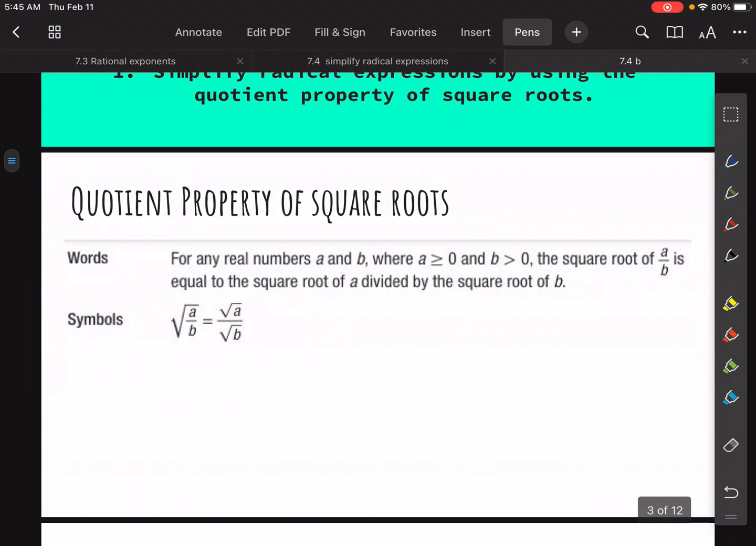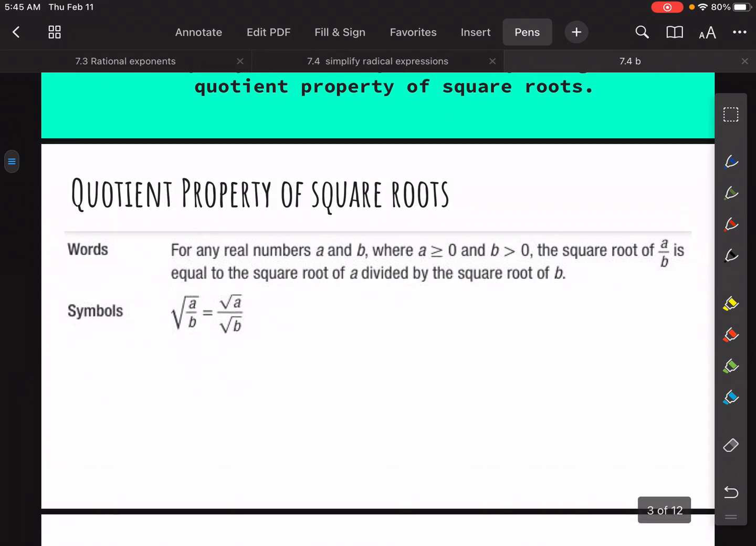The quotient property of square roots: for any numbers a and b, where a is greater than or equal to 0 and b is greater than 0, the square root of a over b is equal to the square root of a divided by the square root of b. So this is saying that we can break any radical that is in a fraction form up into two radicals, the square root of the numerator over the square root of the denominator.